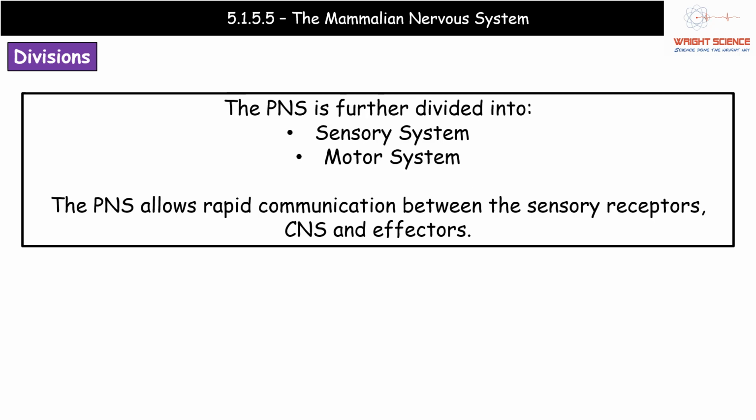Let's change our focus now then onto the peripheral nervous system, PNS. And the peripheral nervous system is going to be divided into these two systems, sensory and motor. Now the whole idea of having this peripheral nervous system is to have this rapid communication between those sensory receptors in whatever part of the body they may be in, your central nervous system, and the relevant effectors to bring about the response. So the sensory system and the motor system are part of this peripheral nervous system.